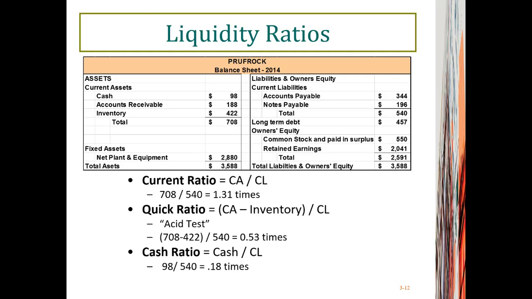So all three ratios can help us to understand how liquid company assets are, and so we know how sufficiently those current liabilities are backed up by different types of current assets. Once again, when you get those numbers, you see 0.53 for quick ratio, 0.18 for cash ratio, and 1.3 for current ratio. Are those ratios good or not?